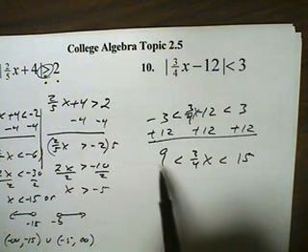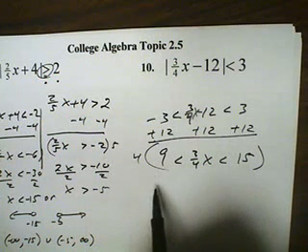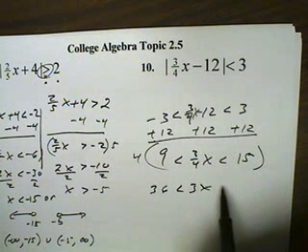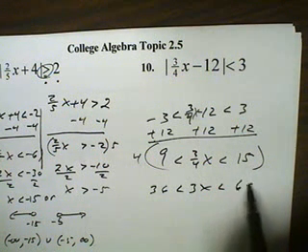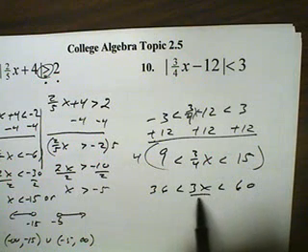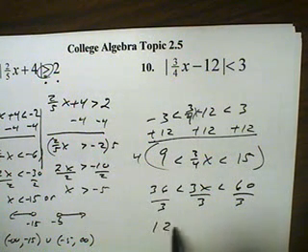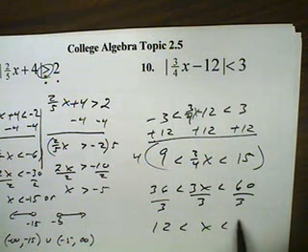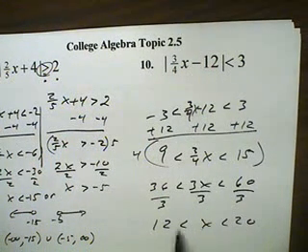Okay, then from here I'm going to multiply everything by 4. This will make this a 36 less than or equal to 3x, and 4 times 15 will be 60. Okay. Then I'll divide everything by 3, and here I'll get 12 less than or equal to x less than or equal to 20, and this is x is greater than 12 and less than 20.